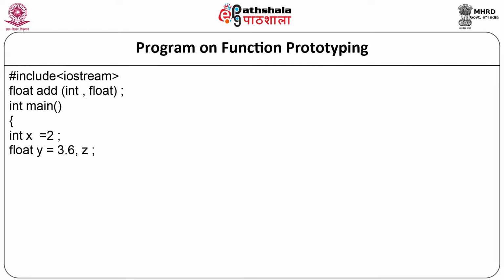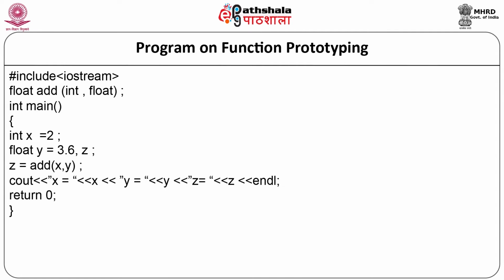The variable x has been declared as an integer and given the value 2, y is declared as float and given the value 3.6, z is again a float value. z is equal to add(x, y). Here we are making a call to the function where x is passed as an argument and y is passed as an argument. Now cout, we are displaying back the values of x, y and z, and return 0 from the main function, and the main function ends.